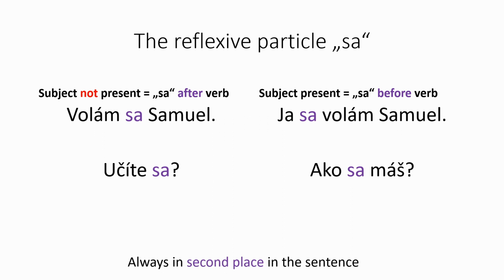And in questions, well, questions will often start with a question word, such as why, what, where, who, how. And here is one of those questions. Ako sa máš? How are you? You'll notice the sa is before the verb. A takeaway from this, the sa will always be in the second place in the sentence.